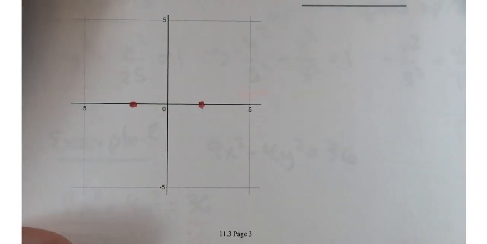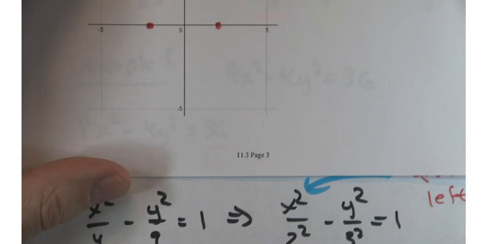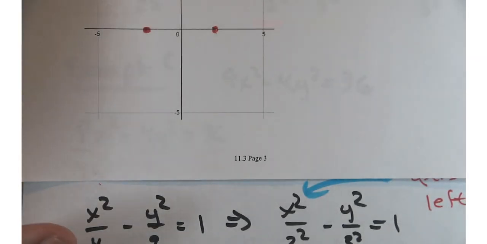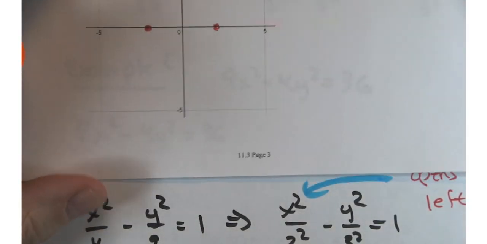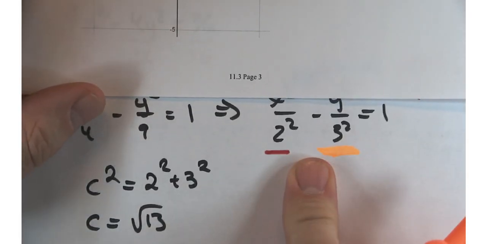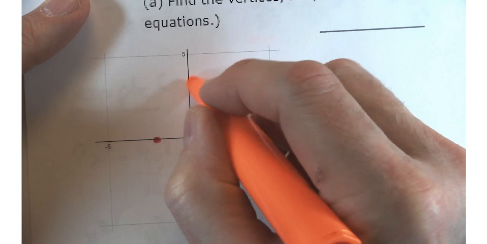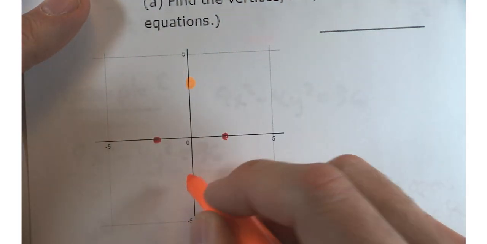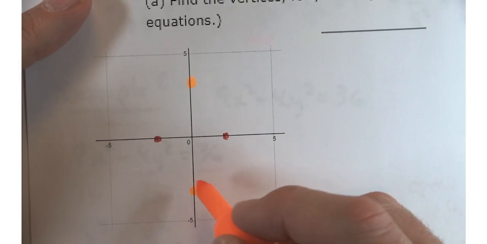Now I have to do something similar in the y direction. So that was in the x direction. How far do I have to move in the y direction? Up 3 and down 3. And I'll just keep these sort of color coordinated a little bit. So I'll put these up here in orange. Up 3 and down 3. Here's where I'm trying to be as symmetric as possible.